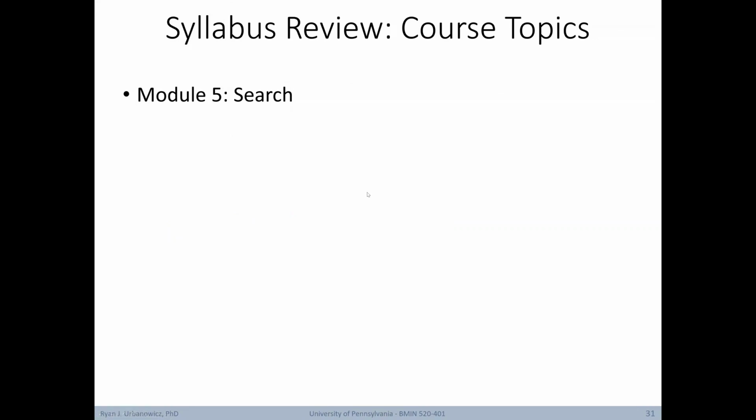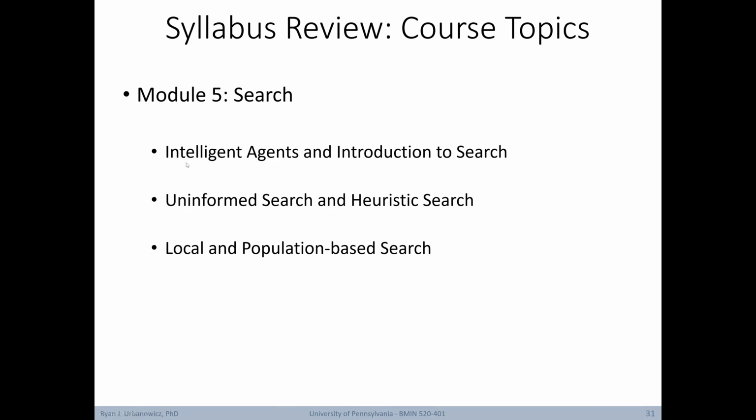Module 5 will cover search. This is an important computer science topic in general. So the idea here is to learn, what is search, how is it important, how does it tie into artificial intelligence and the functioning of these algorithms in general. We'll start by covering intelligent agents and introducing the topic of search. Then we'll move into uninformed search and heuristic search, and end with the topic of local and population-based search.